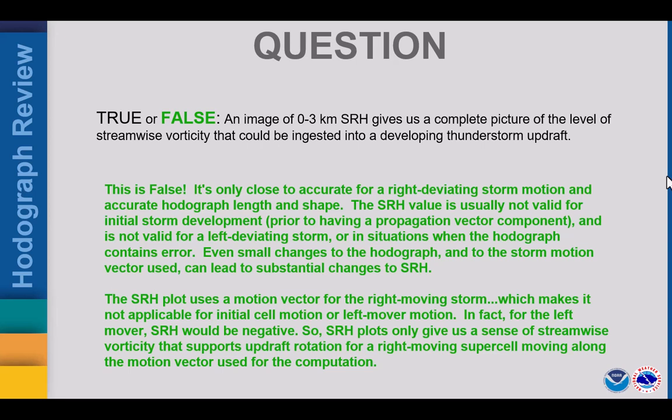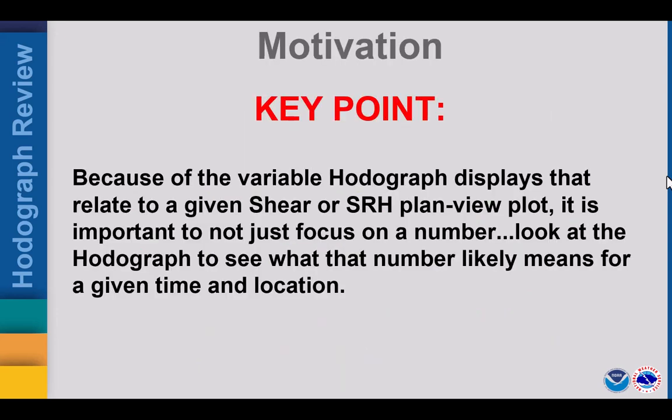The SRH value that you see on these plots is usually not valid for initial storm development that has not turned to the right. And it's also not valid for a left deviating storm, or in situations when the hodograph contains error. So even small changes to the hodograph or to the storm motion vector used can lead to substantial changes to SRH. A key point is that because of the variable hodograph displays that relate to a given level of shear or SRH in a plan view plot, it's important not to just focus on that number. Look at the hodograph to see what the number means for a given time and location.